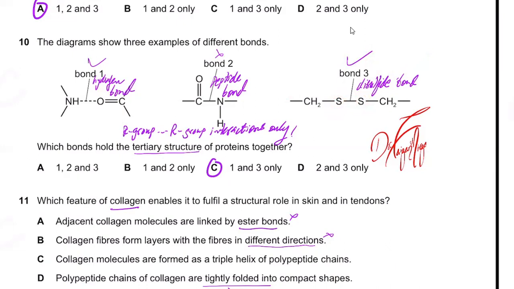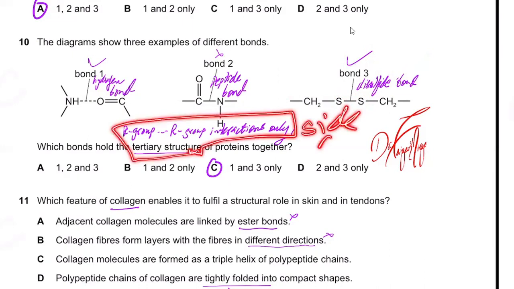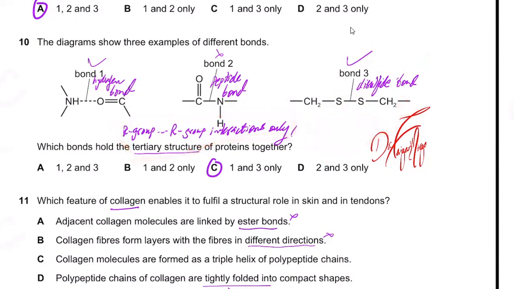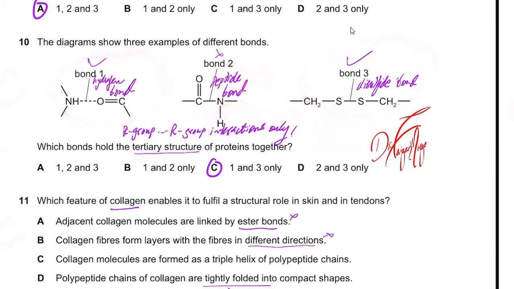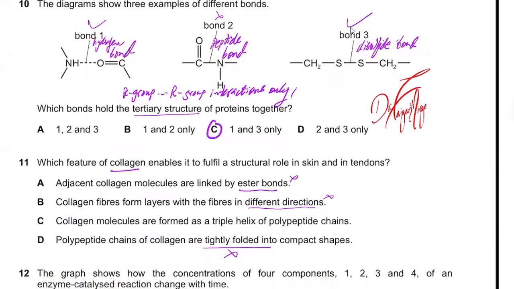a disulfide bridge. Now, which bond holds the tertiary structure of proteins together? We know that the tertiary structure of proteins is all because of R group interactions. It's all because of side chains. You can just recall the alternate term, R group interaction or side chain interaction. And side chain interactions are because of hydrogen bonding and disulfide bonds. It is never because of peptide bonds. So in this case, the answer will not have option two.